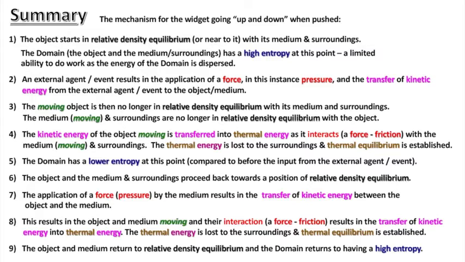and the medium. 8. This results in the object and medium moving, and their interaction, a force, friction, results in the transfer of kinetic energy into thermal energy. The thermal energy is lost to the surroundings and thermal equilibrium is established. 9. The object and medium return to relative density equilibrium and the domain returns to having a high entropy.